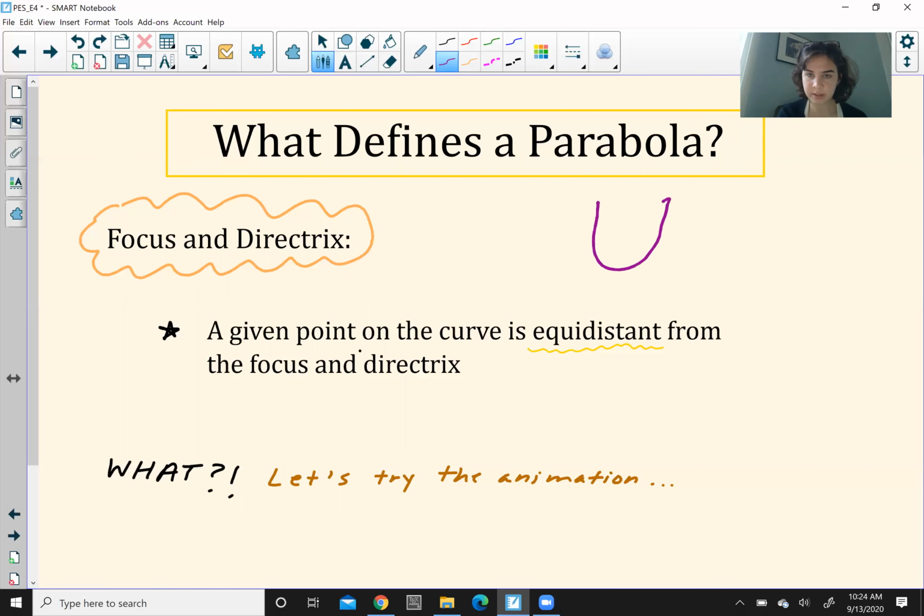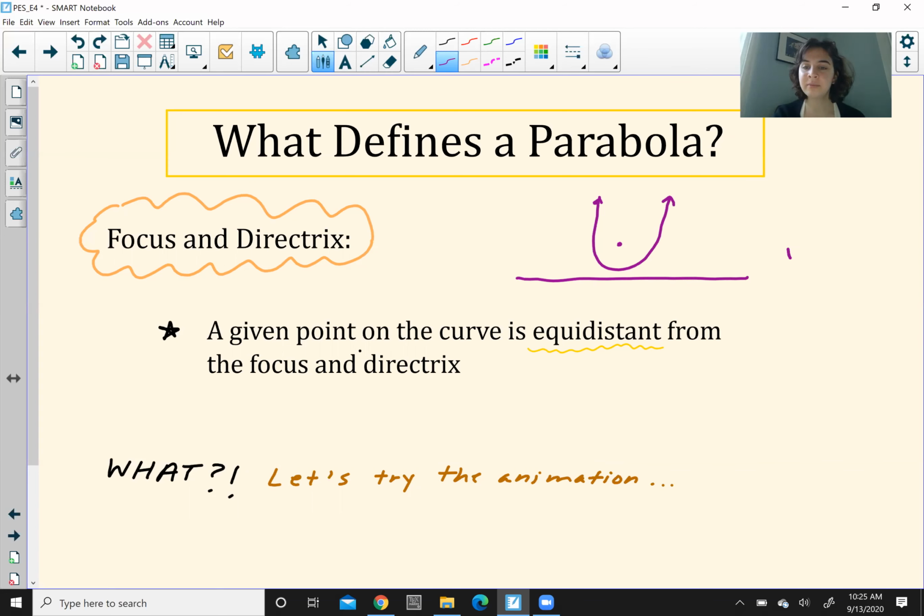If I have an upward facing one, we would have kind of the focus inside the curve. And then this horizontal line, which is the directrix, it's not really a part of the curve, it's just a line that we draw because there's special properties with it. And so we draw that under the curve. And so that's what they look like.